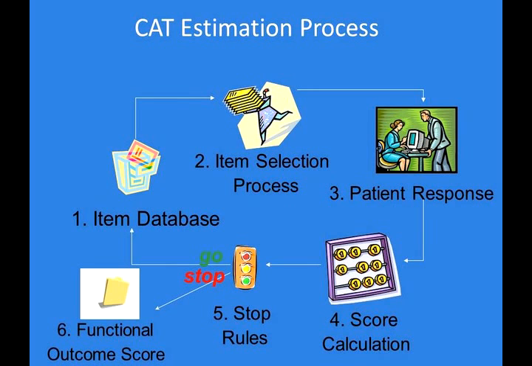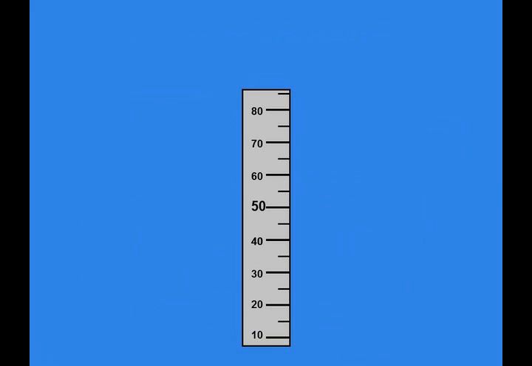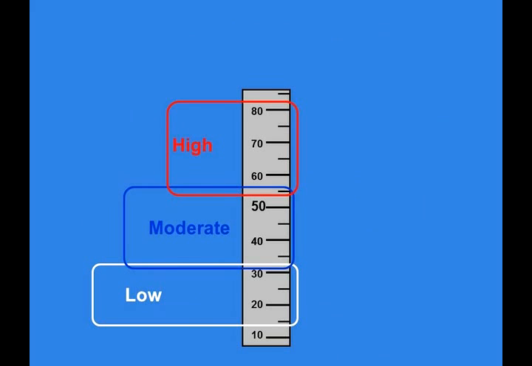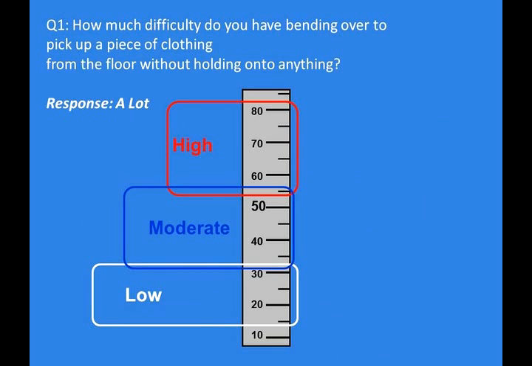It might be helpful to picture the AMPAC items as they would be located on an imaginary ruler. The ruler can be divided into 3 areas of difficulty: low, moderate, and high. When the AMPAC basic mobility domain is administered, the first item is, how much difficulty do you have bending over to pick up a piece of clothing from the floor without holding on to anything? In this example, the person responds a lot.